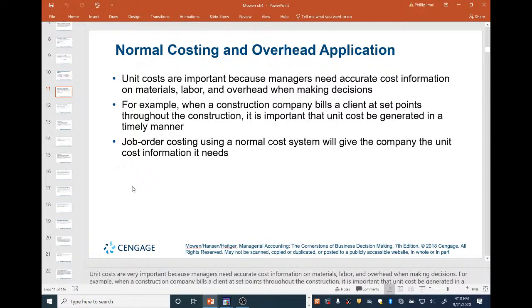So if we have these long-term construction contracts, the way we bill on that is we just make so much progress, and then they're called progress billings. So obviously, if we're going to bill them on our progress, we need to know what costs we have or what our skin in the game is, right? What we've spent in order to bill them, meaning our direct materials, our labor, and our overhead that's going into the overall project. The job order costing uses the normal cost system and will give the company unit cost information it needs.